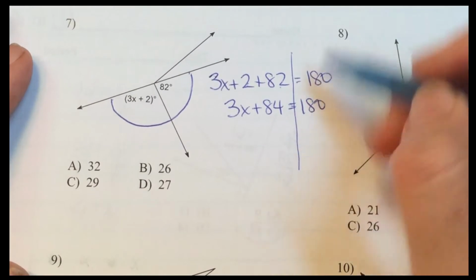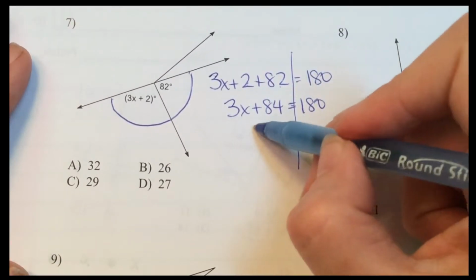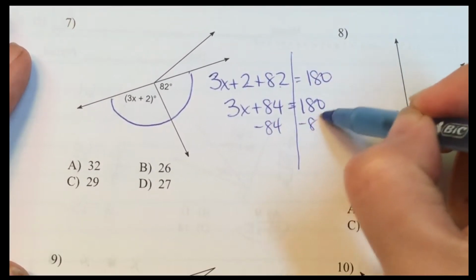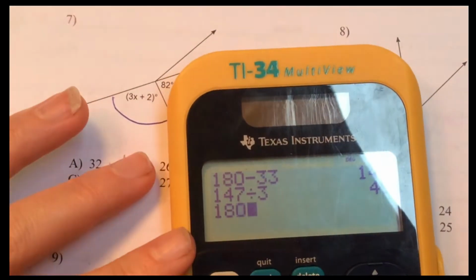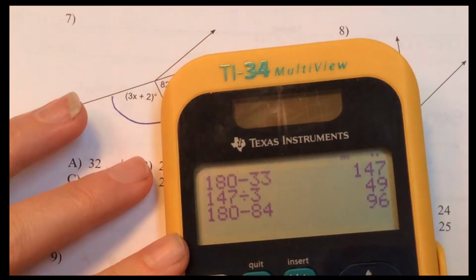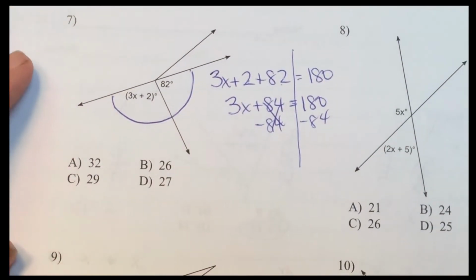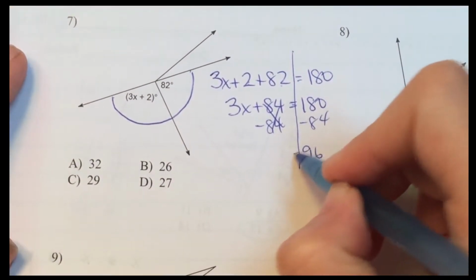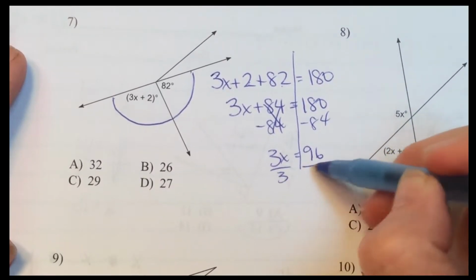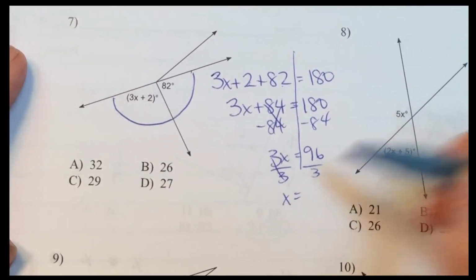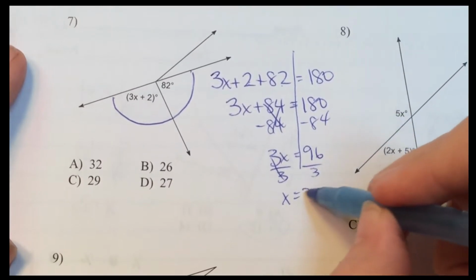And I'm going to draw my line down. Subtract 84 from both sides. 180 minus 84 is 96. And then if I divide by 3, I'm going to get 32.